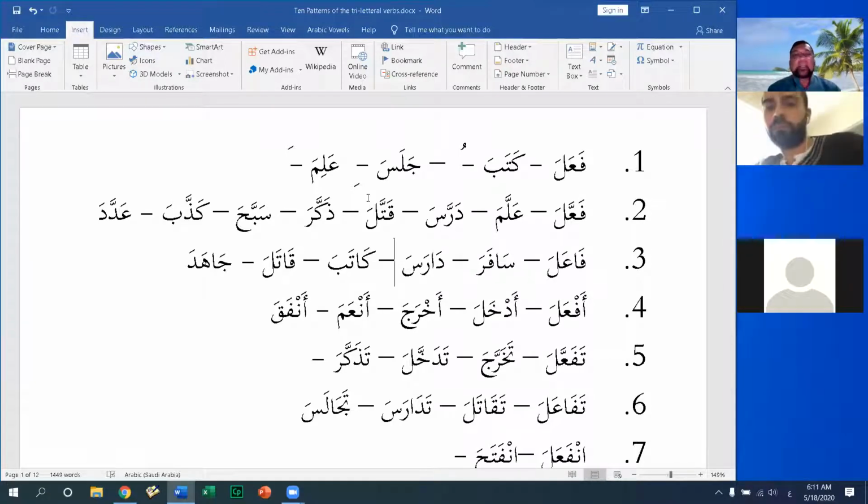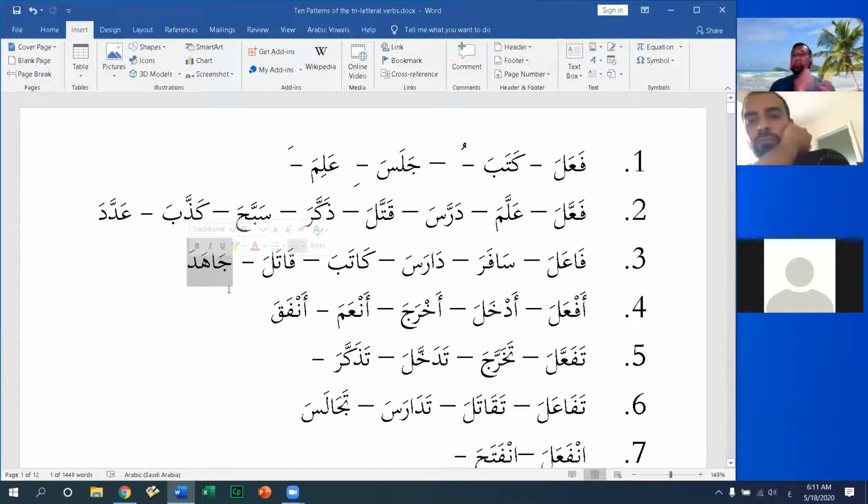Qatala means to kill. Qatala without the alif means to kill. Qatala means they fought, each of them trying to kill the other. Jahida means to work hard. That's in the first pattern, fa'ila. But when you put it on the pattern of jahada, fa'ala, it means to struggle with someone.